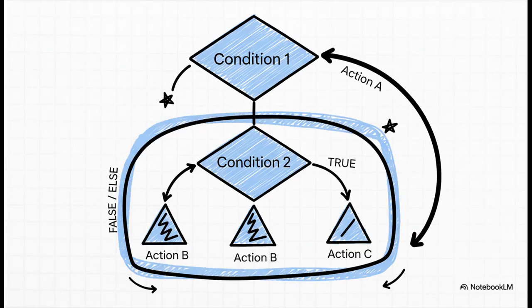But the real power, the magic, comes from combining them. You can nest one of these structures right inside of another. For instance, think about classifying a triangle. You'd first ask, are all three sides equal? If that's true, you're done. It's an equilateral triangle. But if it's false, you go into the else block.